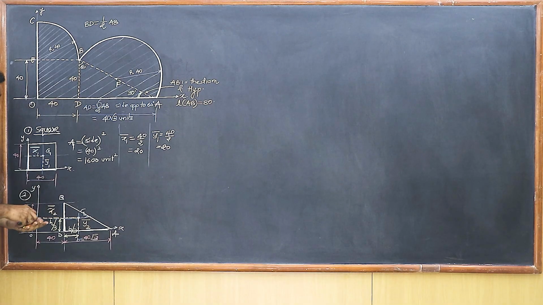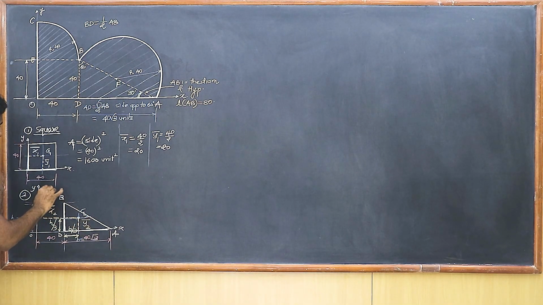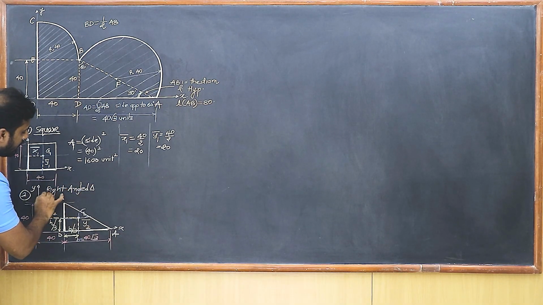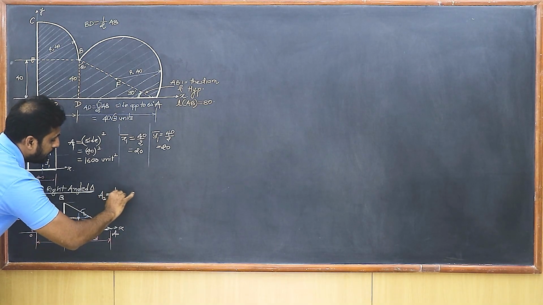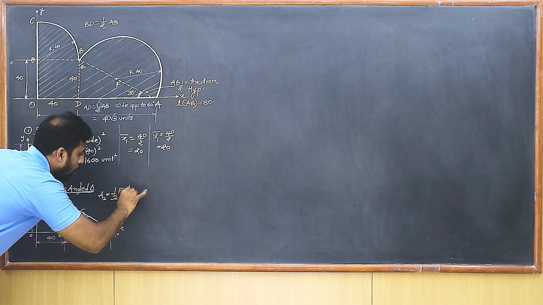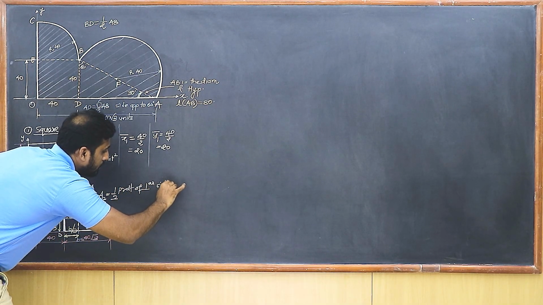So if I now want to write the area first of all, so let's write the area. So I'm going to take the second diagram, which is a right angled triangle. That's my second diagram. So let's first of all write the area. So that's half into product of the perpendicular sides, isn't it? So that's product of perpendicular sides.